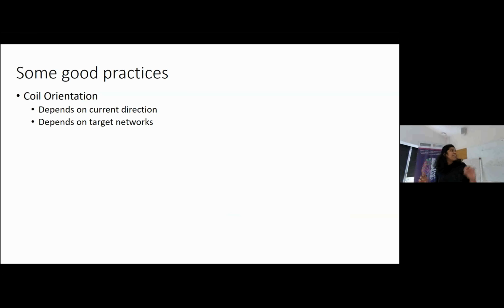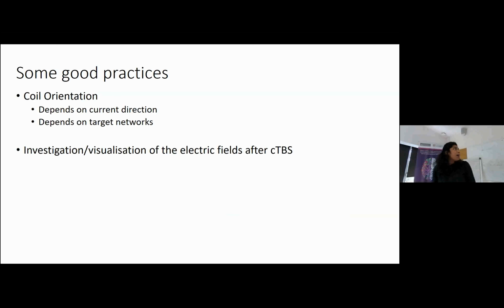And also there's a lot of work now which suggests that even if we are targeting the same brain region, the coil orientation can affect the networks that you're hitting. So TMS could actually differentially act on different networks that this region is part of, based on the orientation of the coil.